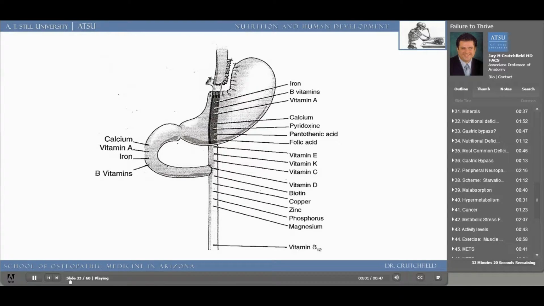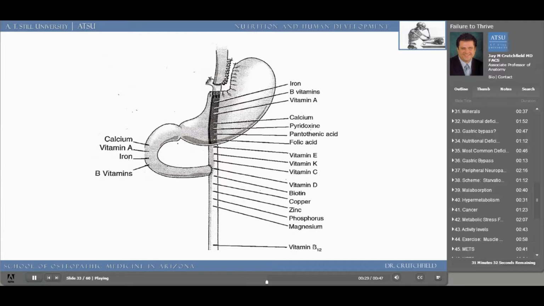This slide is telling us the same information in a patient who's had another type of gastric bypass. Here, the jejunum is attached to the distal esophagus, and the duodenum is sewn into the proximal jejunum. But here we can see in a linear fashion where the different vitamins and minerals are being absorbed. Again, Tony doesn't have any intestines, so we have to give all of this to him intravenously.